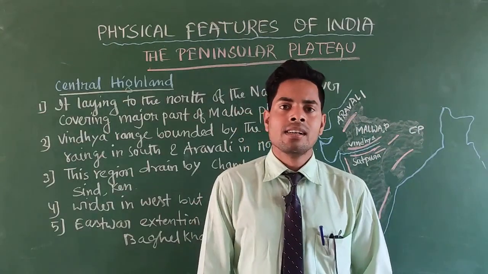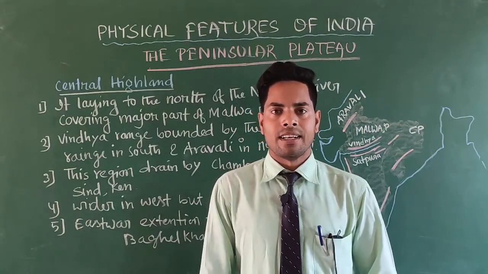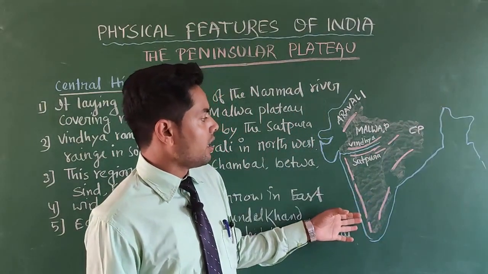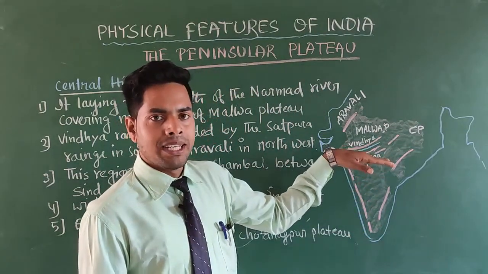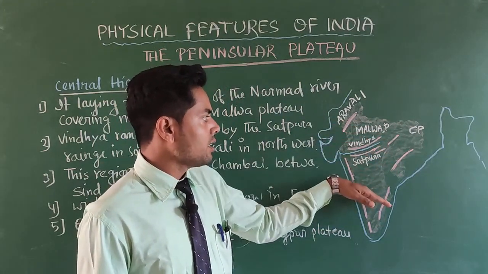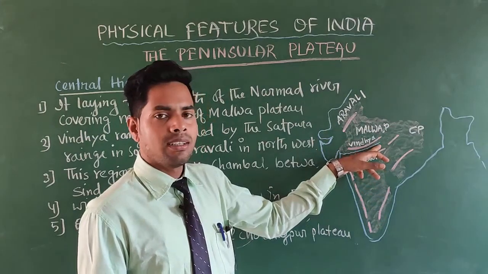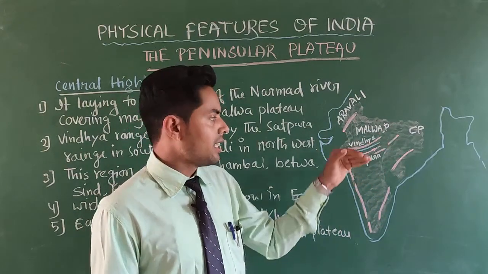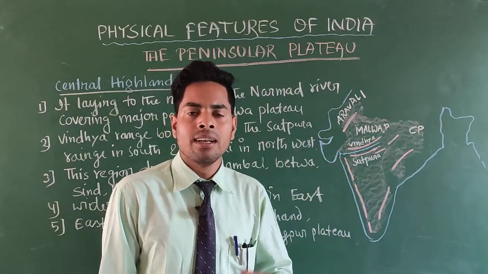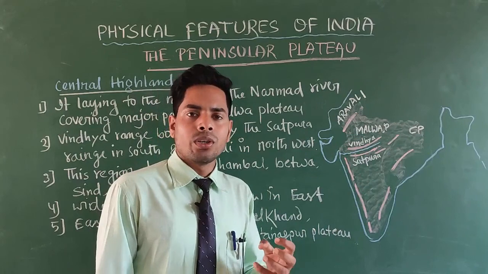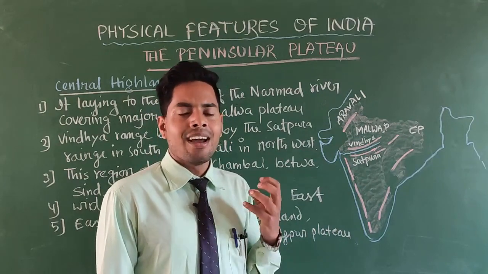Next we see the Central Highland. So dear students, see the picture again. The Peninsular Plateau is divided into two parts, the northern and southern. This is the Narmada river. The north of the Narmada river is known as the Central Highland, and the south of the Narmada river is known as the Deccan Plateau. Okay, so now we talk about the Central Highland.